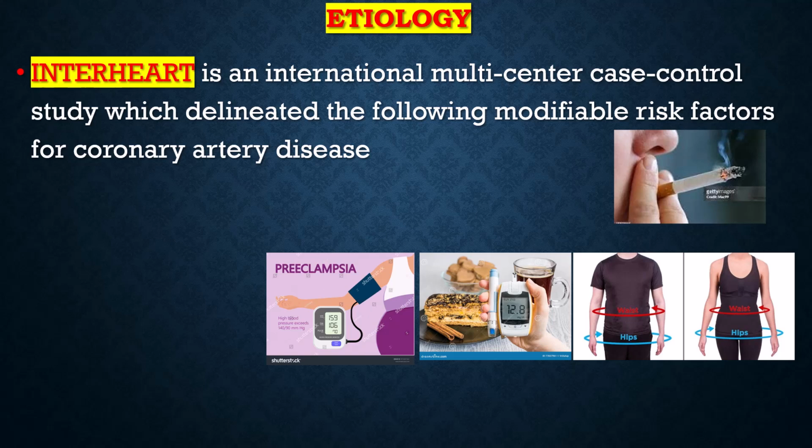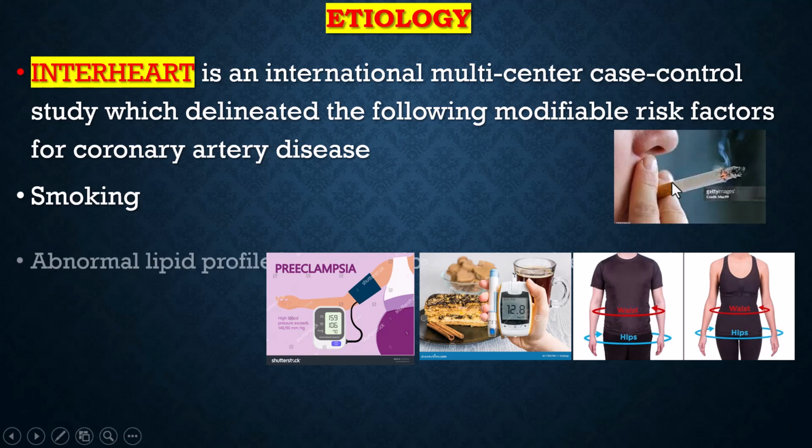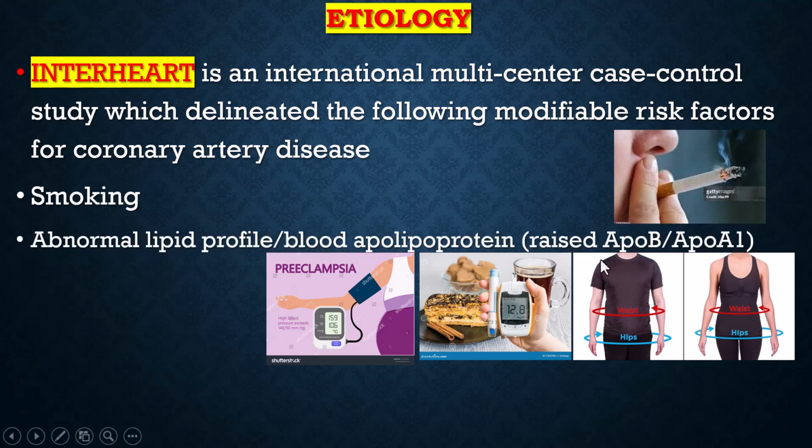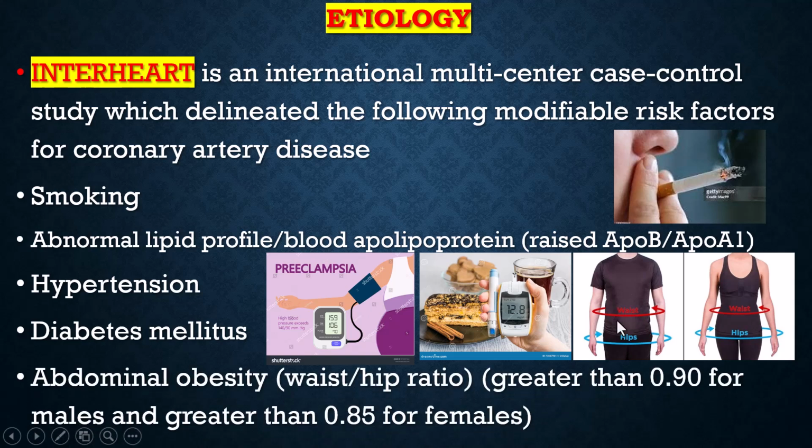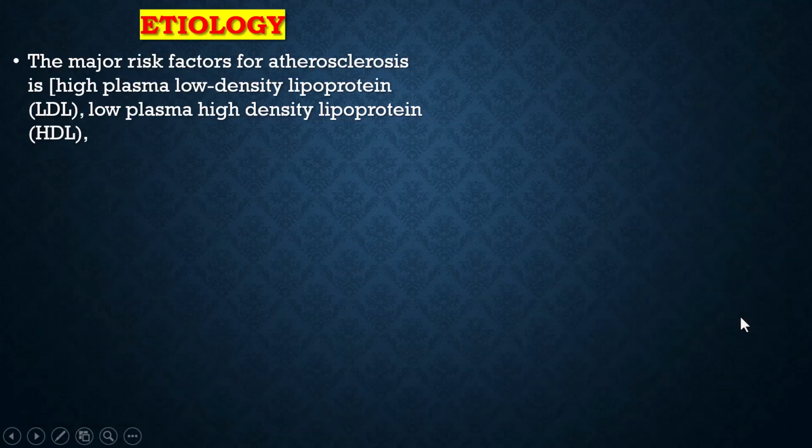INTERHEART is an international multi-center case control study which delineates the following modifiable risk factors for coronary heart disease: smoking, abnormal lipid profile, raised apolipoprotein B and apolipoprotein A1, hypertension, increased blood pressure, diabetes mellitus, abdominal obesity, waist and hip ratio greater than 0.90 for males and greater than 0.85 for females.